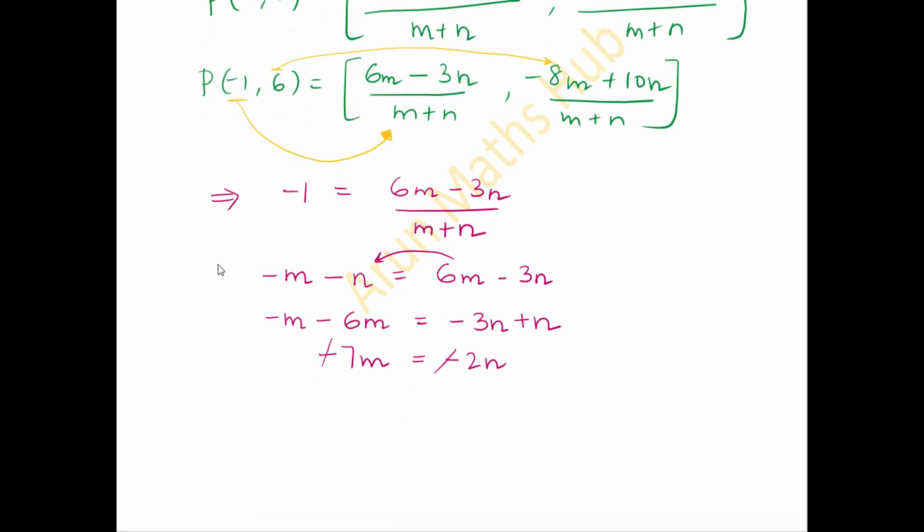Now divide both the sides by n, we get m by n equals 2 by 7. Moving this 7 to RHS, it goes to the denominator, that is m is to n equals 2 is to 7. Therefore m is to n equals 2 is to 7.